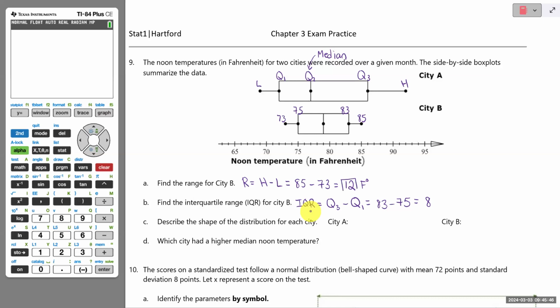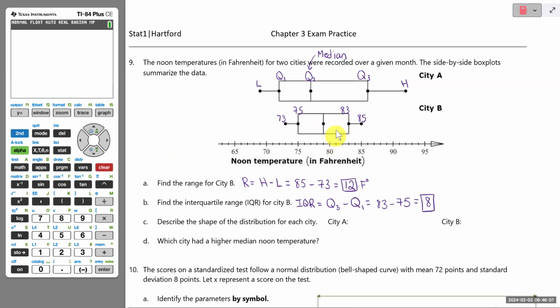So we have our range of 12, interquartile range 8, and then we're asked to describe the shape of the distribution for each city. All right, since we just talked about city B, I'm just going to do that first. So this is a perfectly symmetric shape. It doesn't even have to be perfect. If it's something close to symmetric, we would identify it as symmetric.